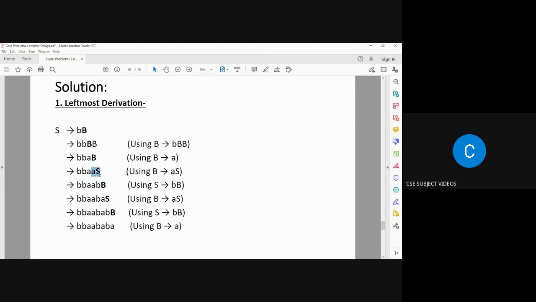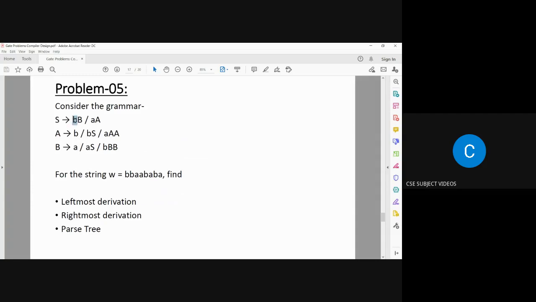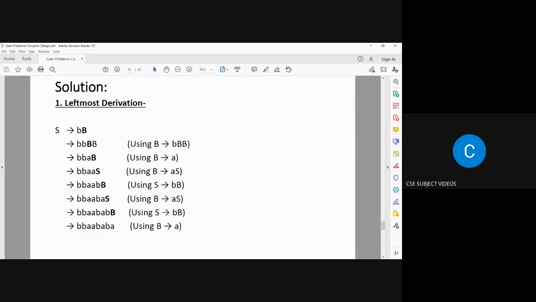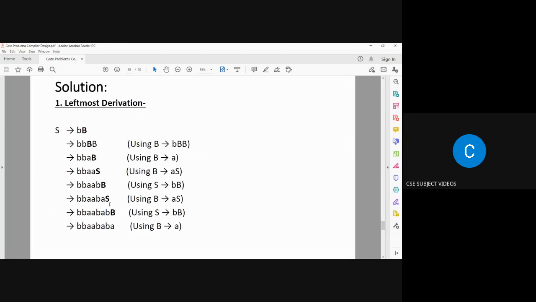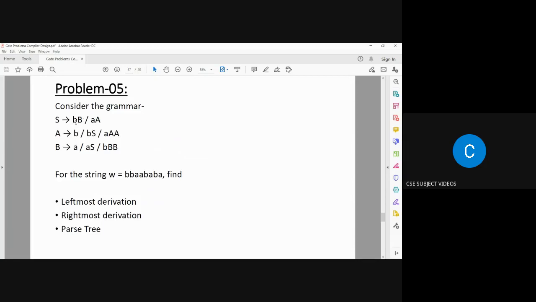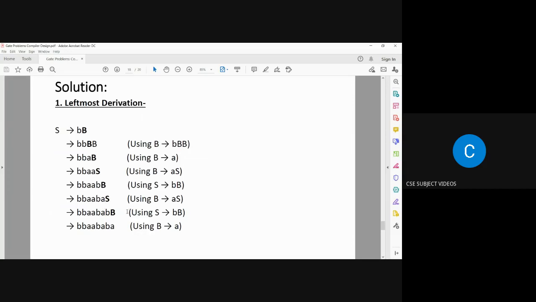Again in the next step, this S derives BB, terminal B, non-terminal B, according to our first production. In the next step, this B again we replace by AS, according to our third production, B derives AS. Next again S. According to our first production, S derives terminal B, non-terminal B, so again we replace this S by BB.